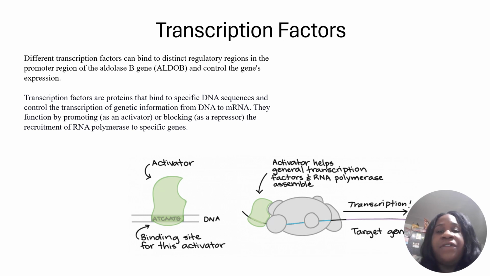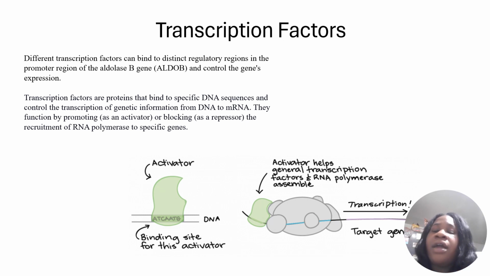Lastly, we have the transcription factors. So different transcription factors can bind to distinct regulatory regions in the promoter region of the aldolase B gene and control the gene's expression. Transcription factors are proteins that bind to specific DNA sequences and control the transcription of genetic information from DNA to mRNA. They function by promoting or blocking the recruitment of RNA polymerase to specific genes.